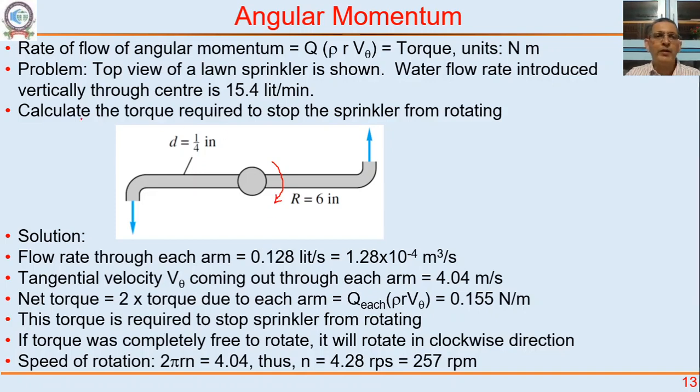So what I would like you to calculate is the torque required to stop the sprinkler from rotating. So imagine that the sprinkler is stationary, we are holding it stationary, and the fluid is trying to rotate it clockwise. So we have to supply a torque, we have to supply a force to stop this sprinkler from rotating.